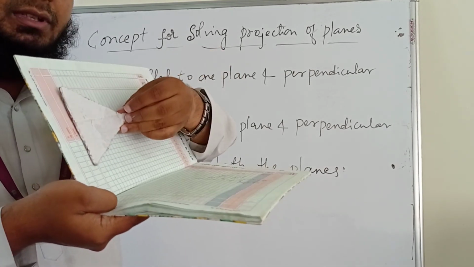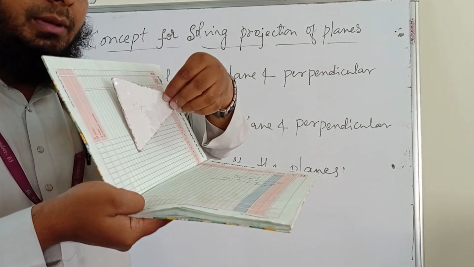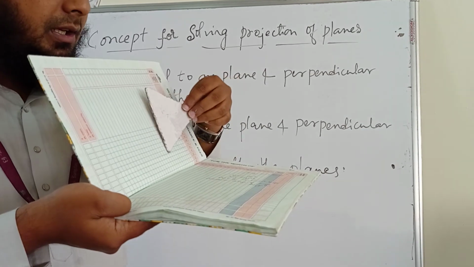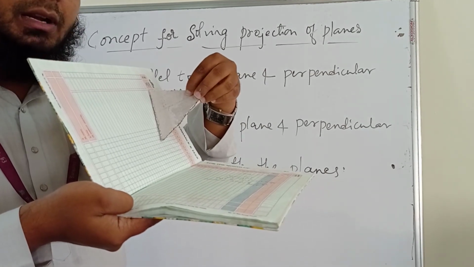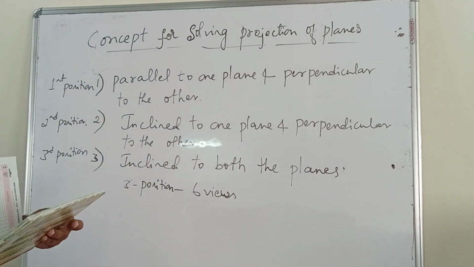So if it is placed with respect to the VP also: parallel to VP and perpendicular to HP, inclined to VP and perpendicular to HP, and now inclined with respect to both the reference planes. So this is the concept for solving the projection of planes.